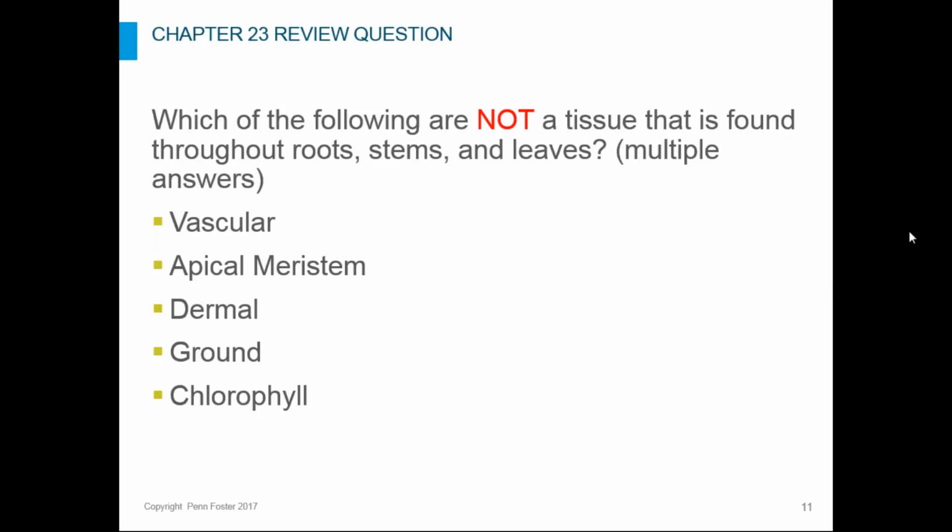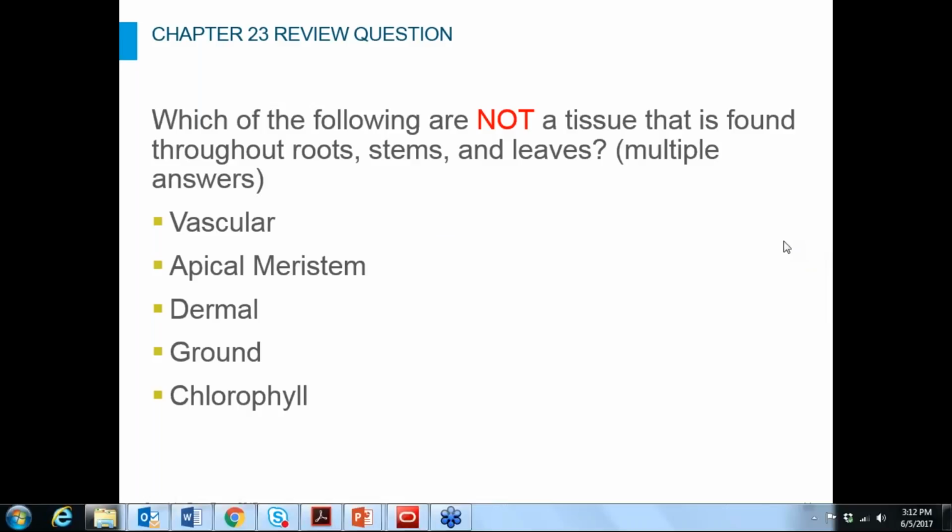Okay, so we're looking for which of the following are not a tissue that is found throughout the roots, stems, and leaves. And I might have messed this poll up. If you're here live, you might only see the option to choose one answer, and it's supposed to be two, but I think I put it in as the wrong question type. So if that's the case, just choose one answer that you think is correct. So which are not found throughout the entire plant, leaves, stems, and roots?